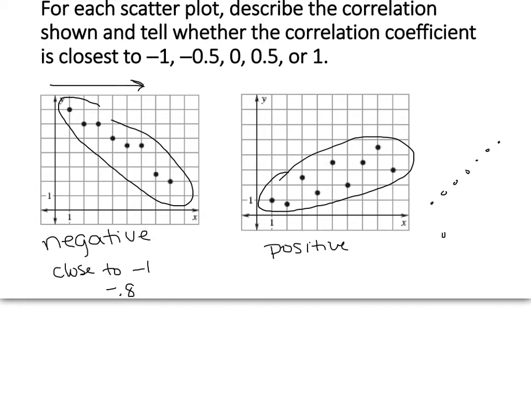0.5 would look like if they were kind of scattered around. We do kind of have something like that. So this is more like 0.5. Positive, because if you think of them kind of like a bunch of bees going in the same direction, they seem to all be going uphill.